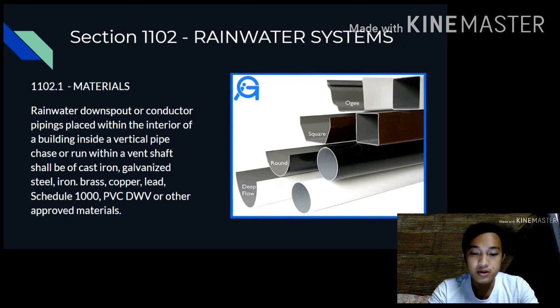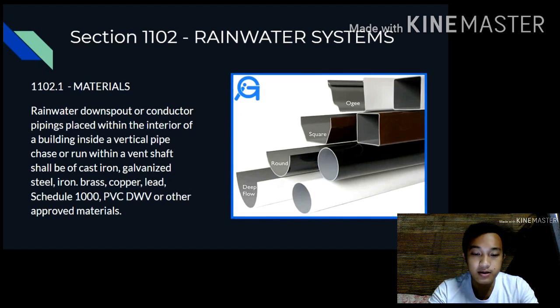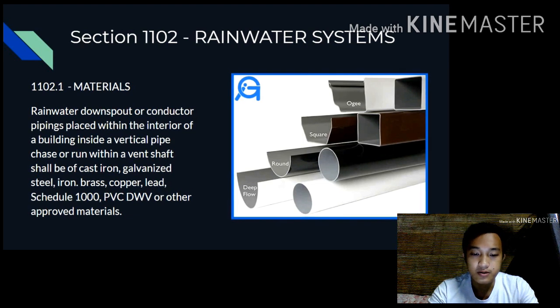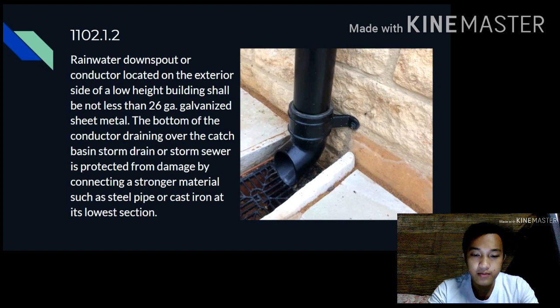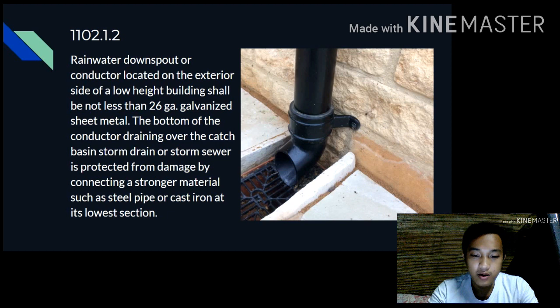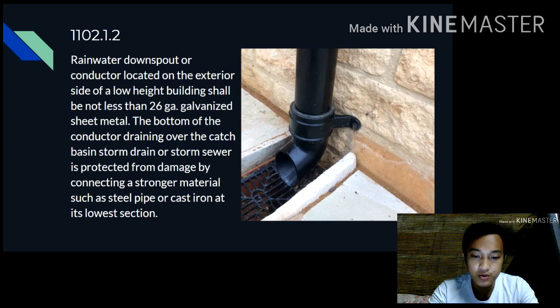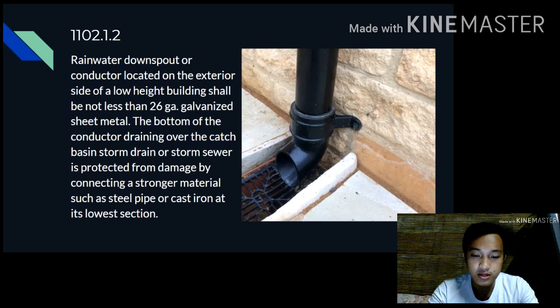So it is important that the materials used for the piping should be non-corrosive like iron or brass or copper. Next, rainwater downspout or conductor located on the exterior side of a low-height building shall not be less than 26 galvanized sheet metal. The bottom of the conductor draining over the catch basin, storm drain, or storm sewer is protected from damage by connecting a stronger material such as a steel pipe or a cast iron at its lowest section.